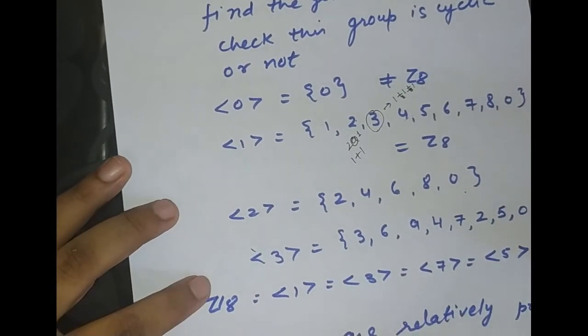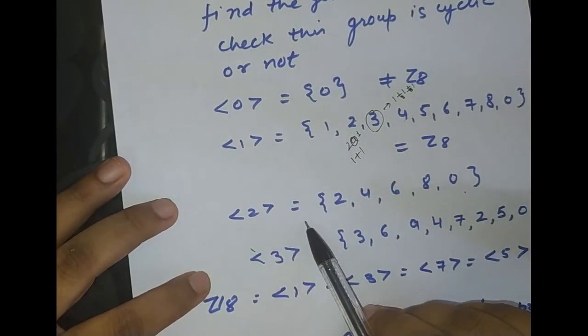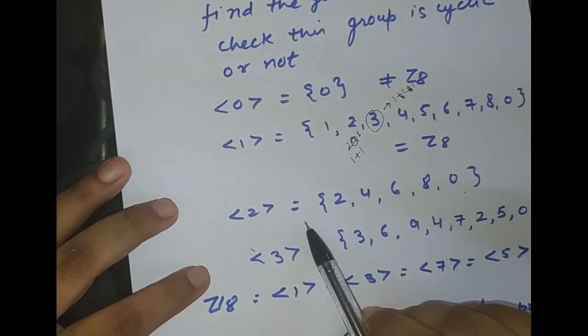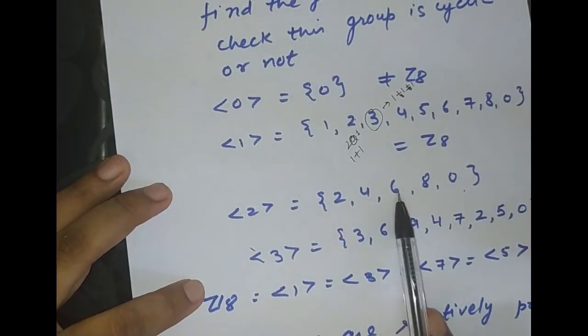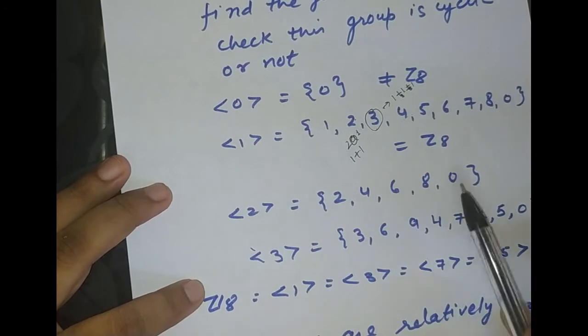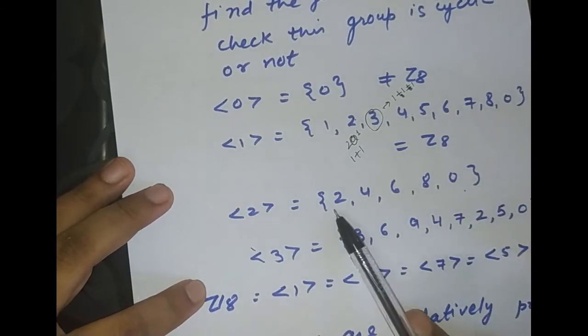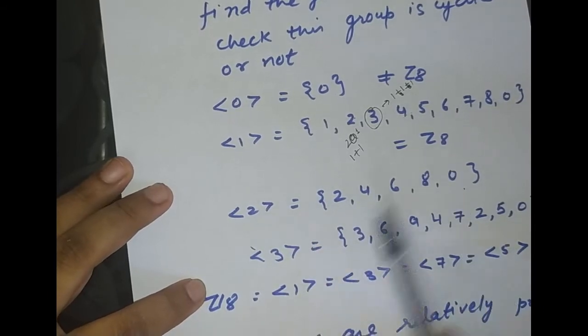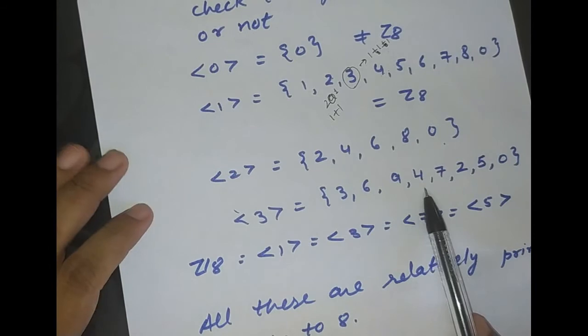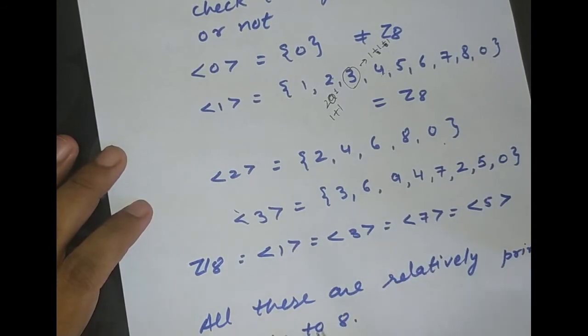Now the next element is 2. Is this 2 a generator of Z8 or not? So 2 plus 2, that is 4. 2 plus 2 plus 2, that is 6. Then 8, which is 0, and the next element is again 2. So this 2 is not a generator of this Z8. Similarly, 3 is also a generator of this group.